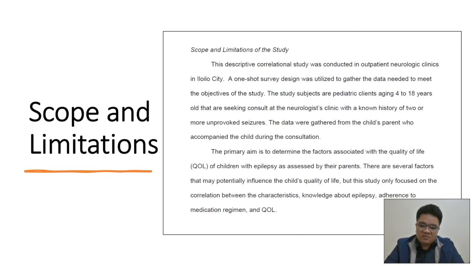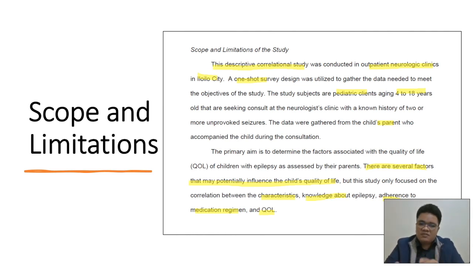Now, just as a point of example, this is a descriptive correlational study that was conducted in outpatient neurologic clinics. So that's the where, in Iloilo City. How? It's a one-shot survey. Gather data, okay, to meet the objectives of the study. Who were my respondents? I had pediatric clients aged 4 to 18, okay, and then the data were gathered from the parents. The primary aim is to determine the factors, and this is an example of a limitation. There are several factors that could possibly influence the quality of life. However, I only focused on characteristics, knowledge about epilepsy, adherence to medication regimen, and quality of life.